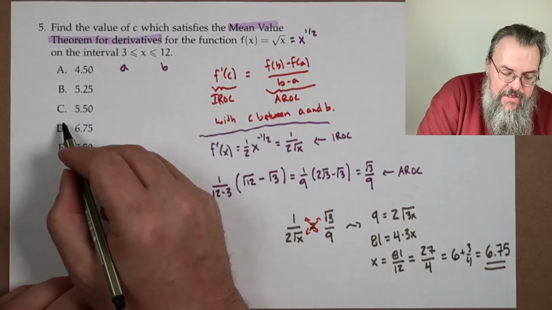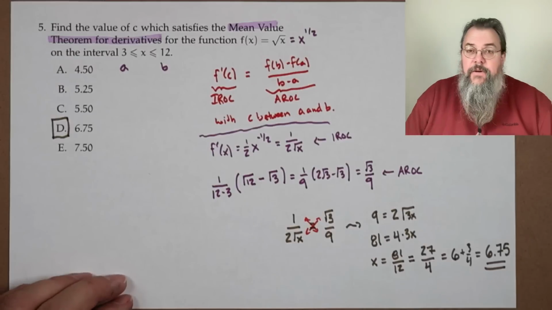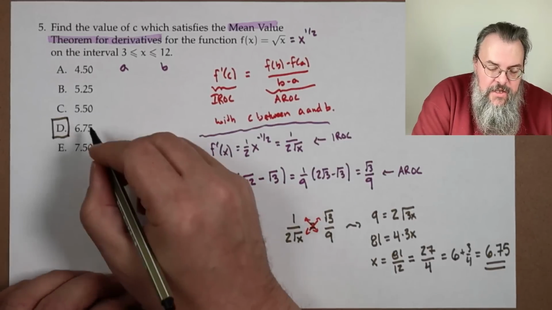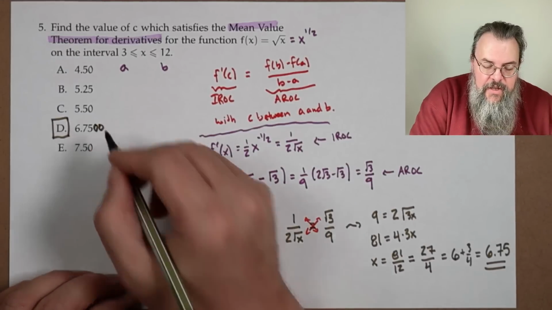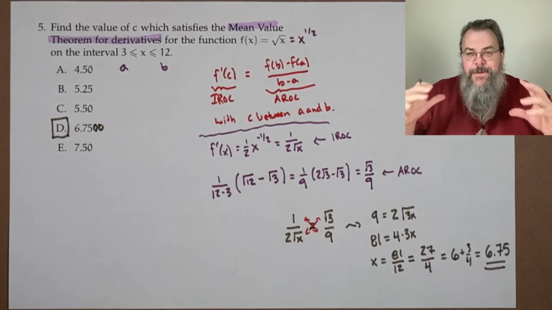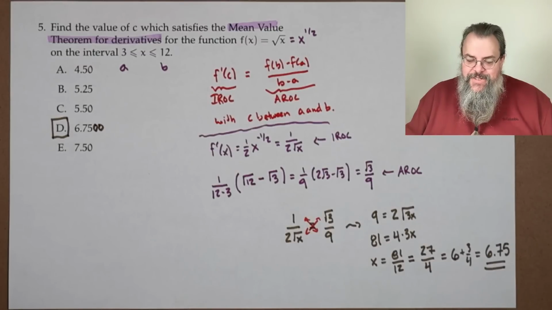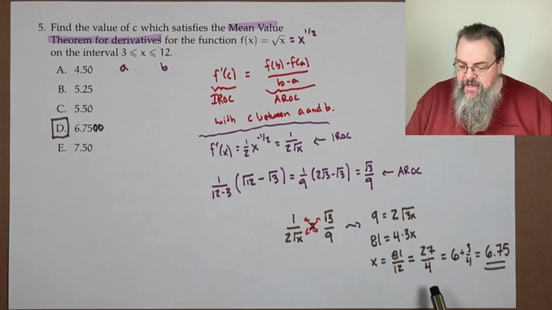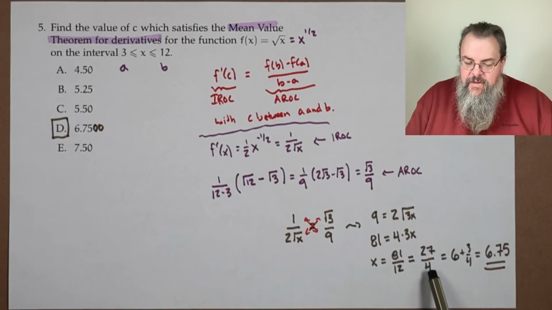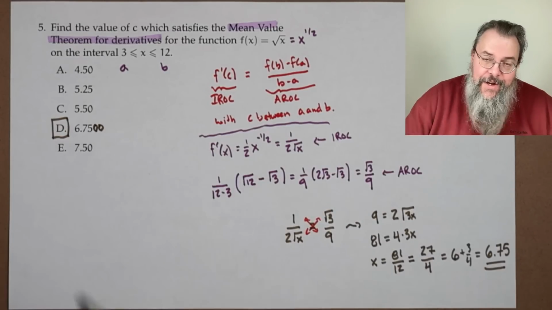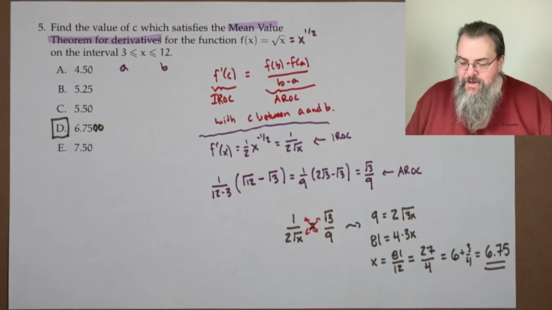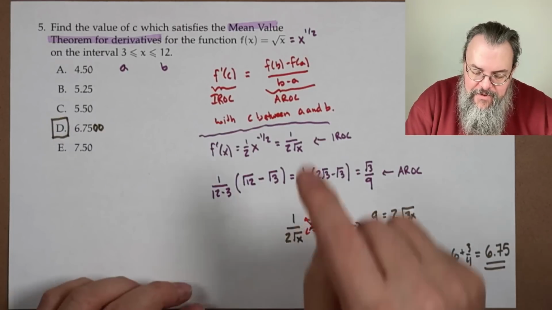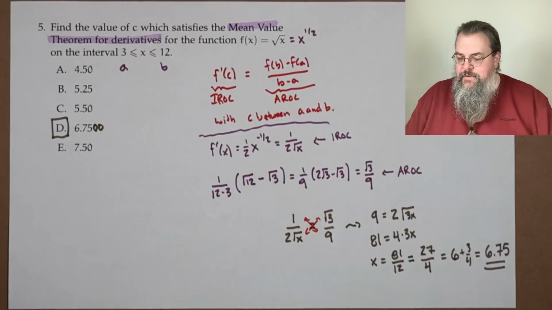So our answer is D. Now, of course, if we wanted more precision, we can add two zeros, and we have engineering levels of precision, 6.75. But even here we can kind of tell it's bigger than 6, it's smaller than 7, it's got to be D. And so, great, there we go. All right, so if you see a mean value theorem for derivatives, that's the mean value theorem for derivatives.